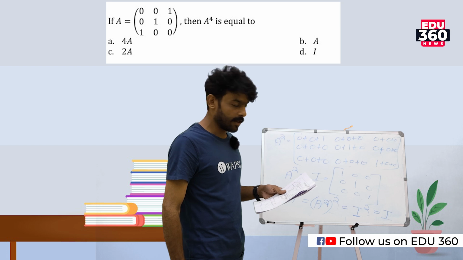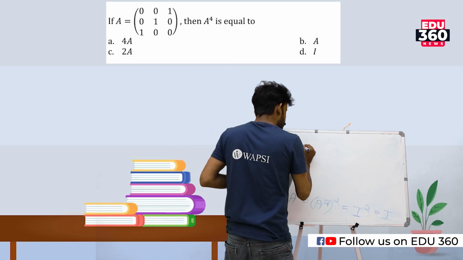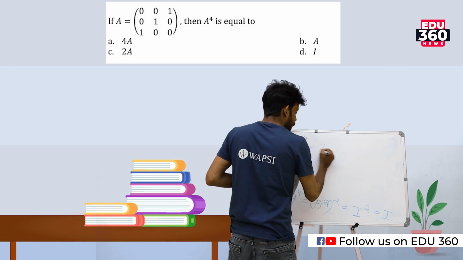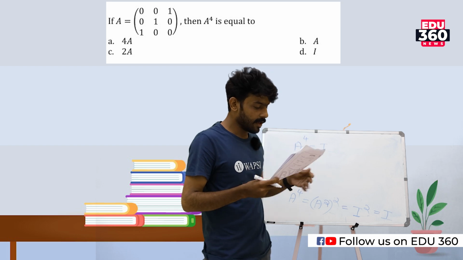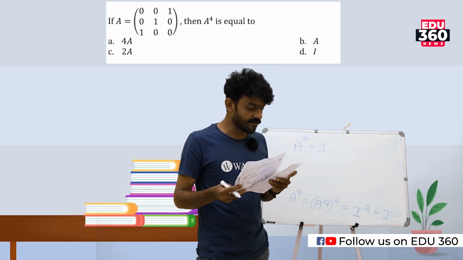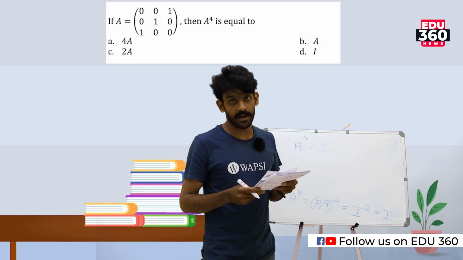So simply we can write A raised to 4 is equal to I. So for this question, option D is the correct answer. Look at the options. Option D is the correct answer for this question.